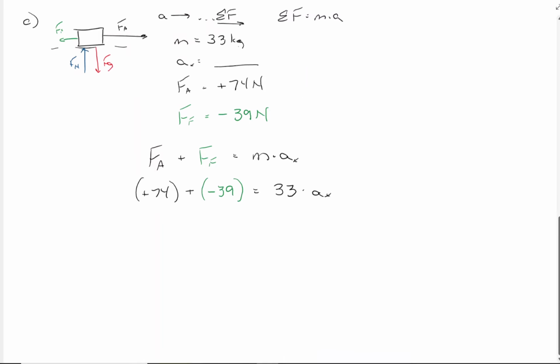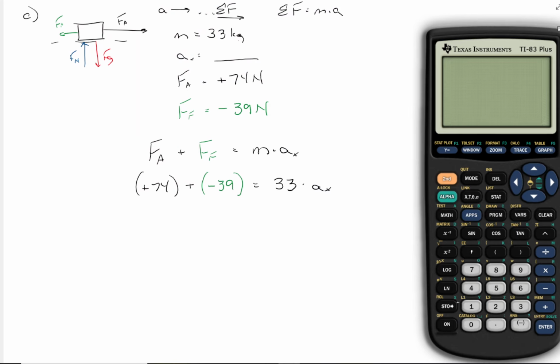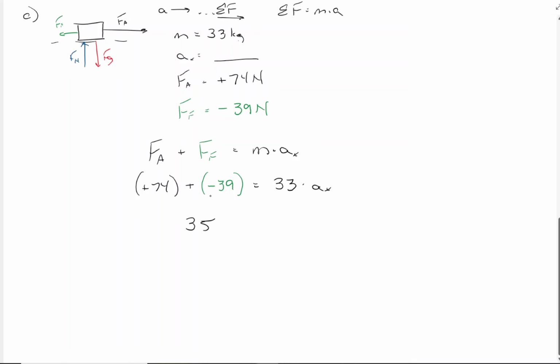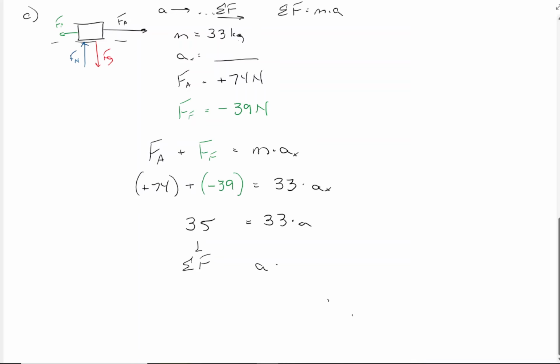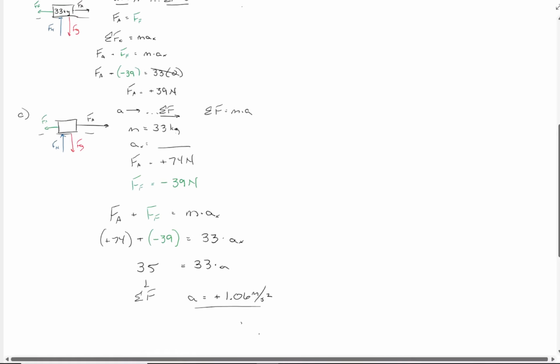And we could solve for a, right? So on the left side, if I take 74 and I add a negative 39, which is really subtracting 39, I get a net force of 35. The net force is 35 newtons. That is the net force. And that is equal to 33 times A. And if I divide both sides by 33 to isolate A, I get A is equal to 1.06. A is equal to positive 1.06 meters per second squared. It is a positive value, which is what I expect based on how I drew my picture. And I'm going to write it in my box.